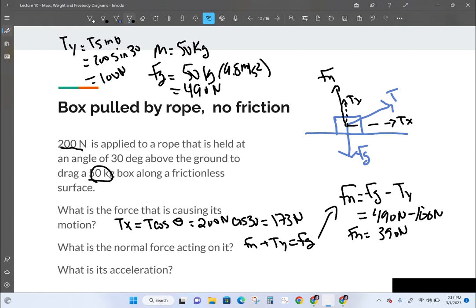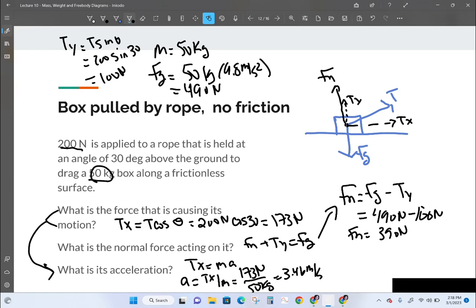And then last, we want to know its acceleration. Well, we already said that Tx is going to make it accelerate. So its acceleration is going to be Tx divided by m, which is going to be 173 newtons divided by 50 kilograms, which is 3.46 meters per second squared.